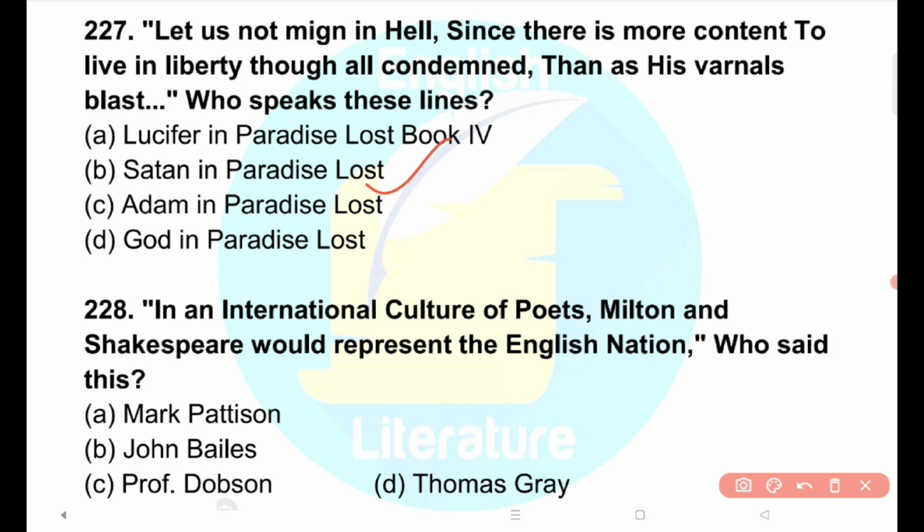In an international culture of poets, Milton and Shakespeare would represent the English nation. Who said this? Option A, Mark Pattison, 1813 to 1884. Mark Pattison, a literary critic, made this statement. He emphasized that Shakespeare and Milton are the greatest representatives of English literature on a global stage.